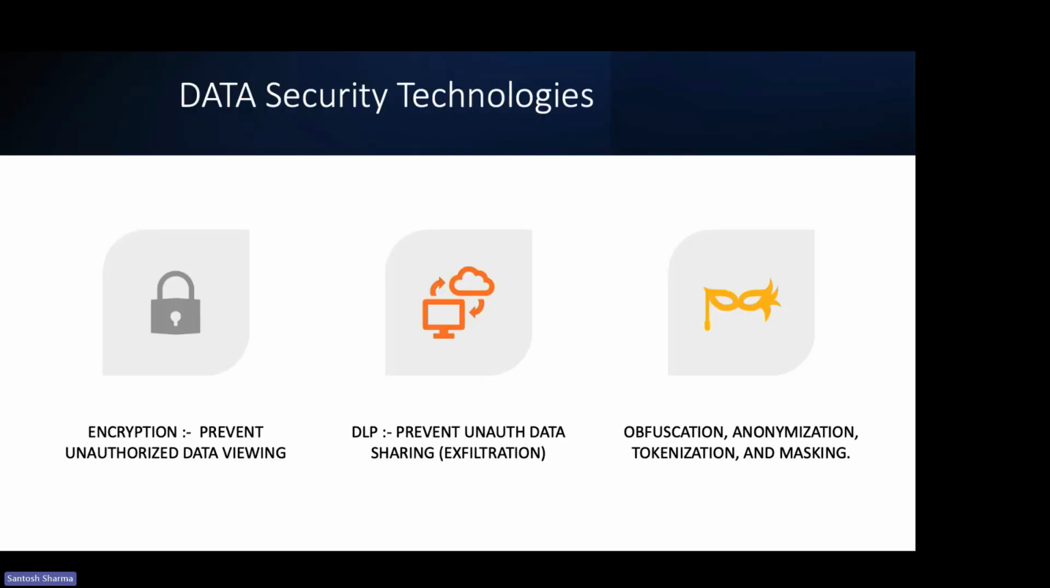Now we know there are threats that we need to understand. What security technologies, or security measures I should say, should we use to protect our data? There are three major categories. One is encryption, and then there is DLP, which we were discussing at the start.